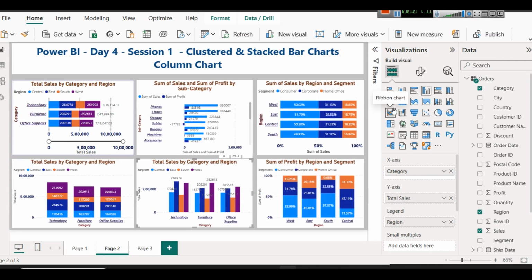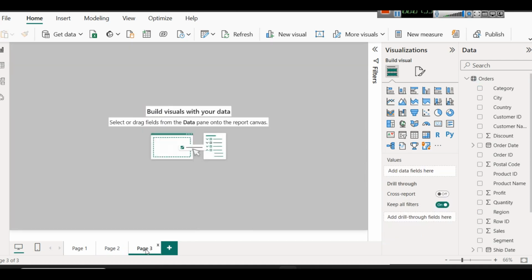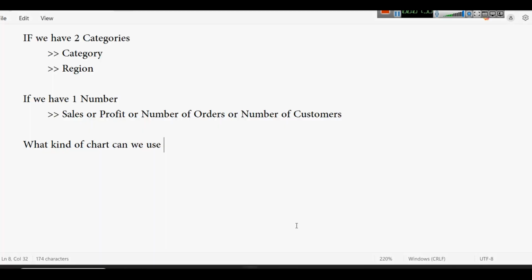Today we are going to understand what a ribbon chart does. So our first topic of discussion is a ribbon chart. And what is the basic difference between a ribbon chart and a bar graph? Like what is the need of this ribbon chart?